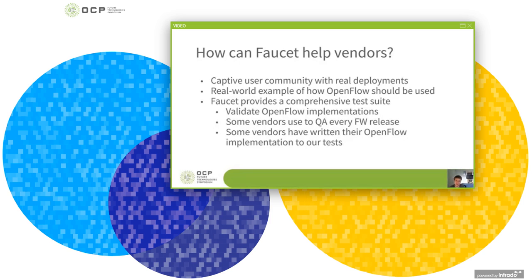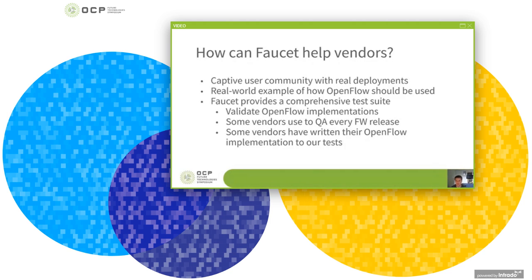So how can we help you? We've got a very nice user community with real deployments of Faucet all around the world, and they're more than keen to put more devices on the network. We're a really good real-world example of how you can use the OpenFlow specification to build a network controller.